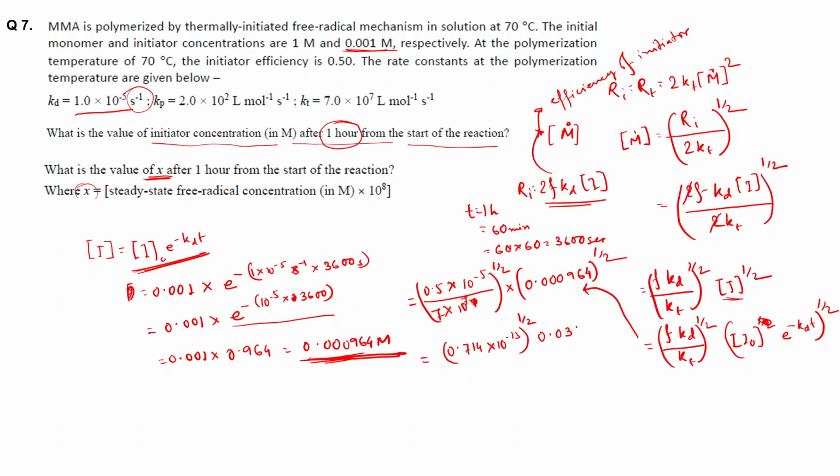And this will be around 0.031, something like that, and it will be around 0.84 into 10 to the power minus 7 into 0.031. After that you have to calculate this, and eventually it will come around, let me calculate, 0.26 into 10 to the power minus 9.